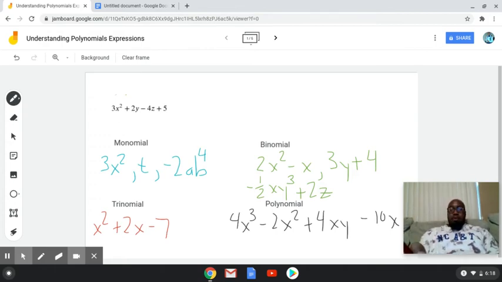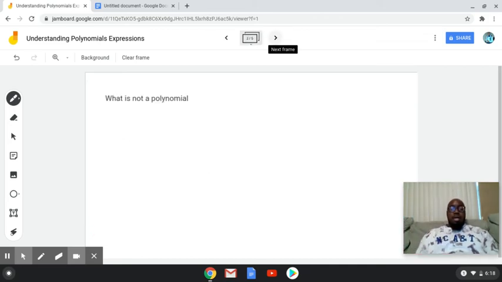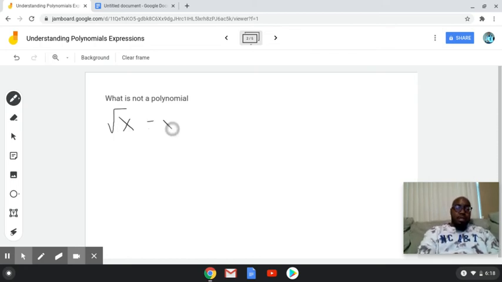so moving on, let's talk about what is not a polynomial. So here we go. What is not a polynomial is anything such as the square root of x. Okay, and the reason why is because this can be rewritten as x to the 1/2. This is another way to write the square root of x. Okay.